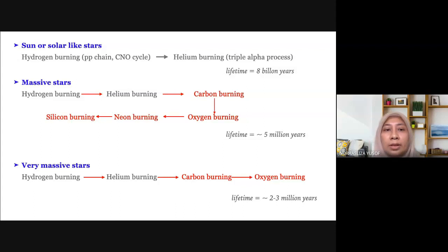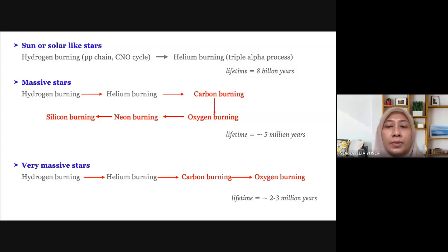I forgot to mention the masses: the lifetime figure earlier is for around one solar mass. A massive star is greater than eight solar masses, and a very massive star is 100 solar masses and above, where the lifetime is around 2 or 3 million years. It's a very short lifetime. So when we are able to observe it, it means that within 2 or 3 million years, it will eventually explode as a specific type of supernova.